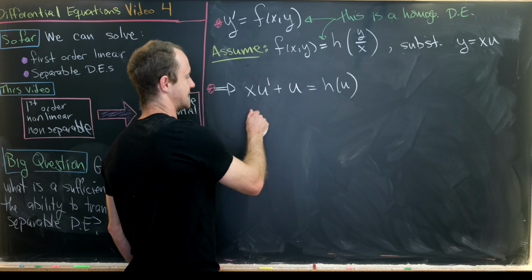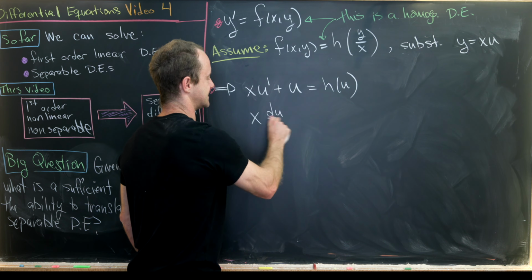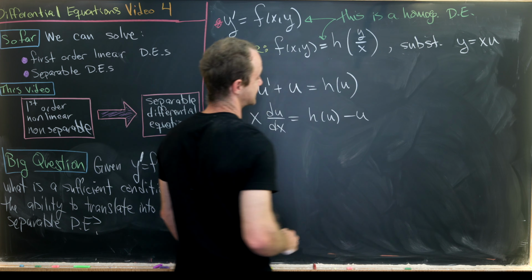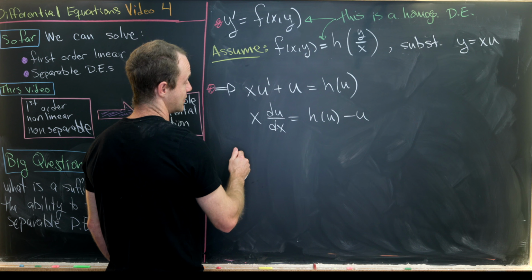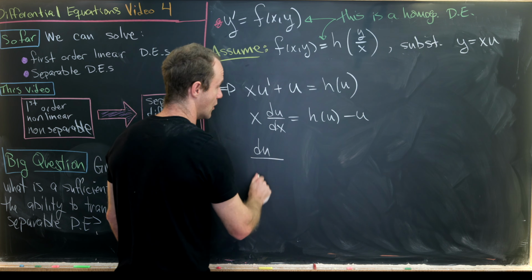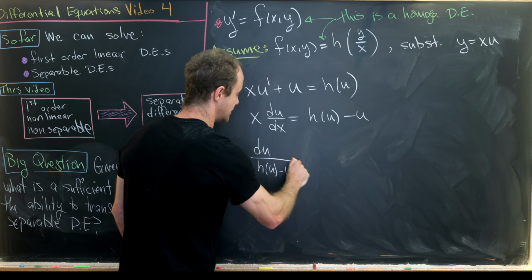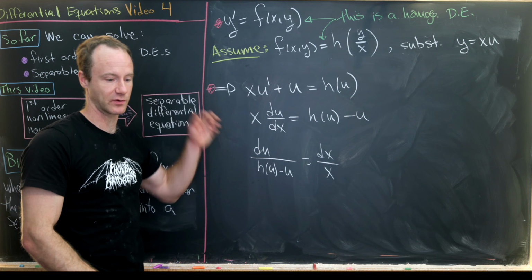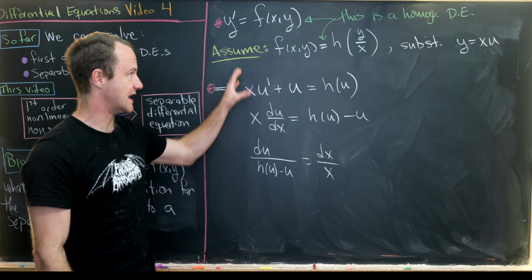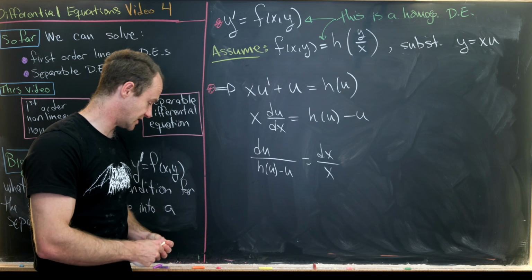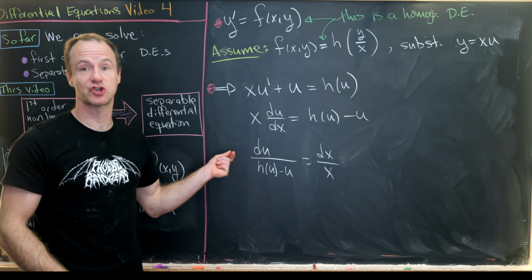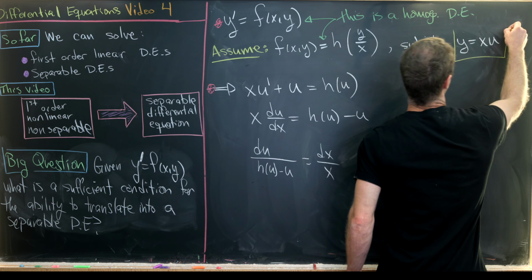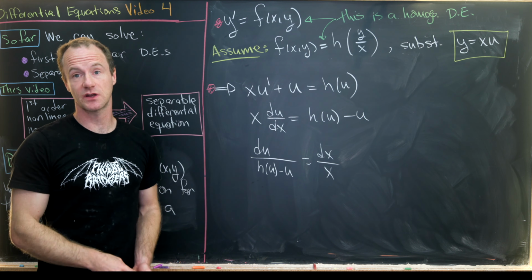And we can see that it's separable by working out a couple of details. This is the same thing as x du dx equals h of u minus u, which we could maybe write as du over h of u minus u equals dx over x. And now it's like classically separable. Okay, so just to reiterate, if we have a homogeneous differential equation, then we can always translate into a separable differential equation via the following substitution. So let's look at a couple of examples.